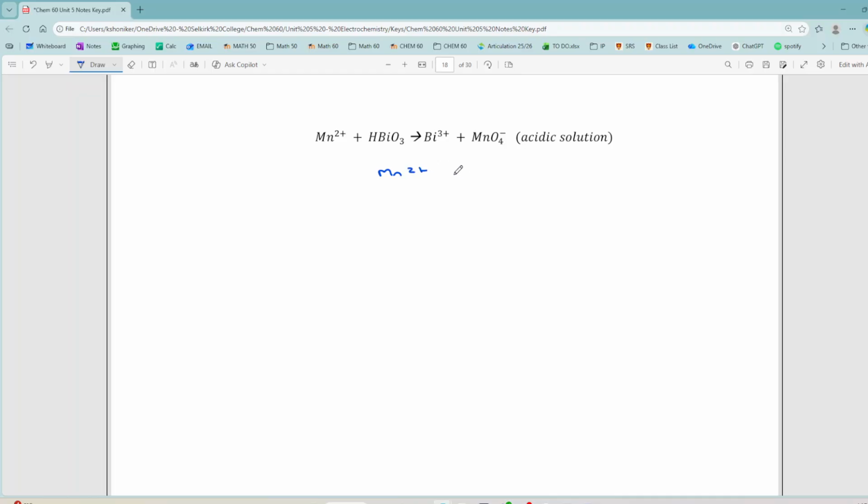So we're going to put Mn2+ goes to MnO4-. Let's just balance this one first. So balance your majors, done. Balance your oxygens.